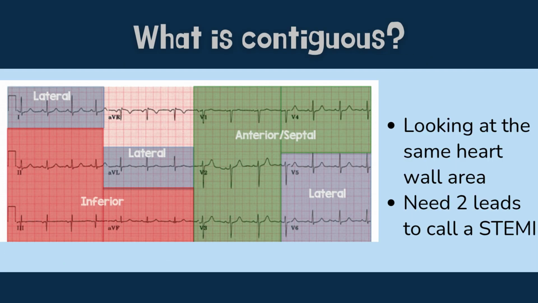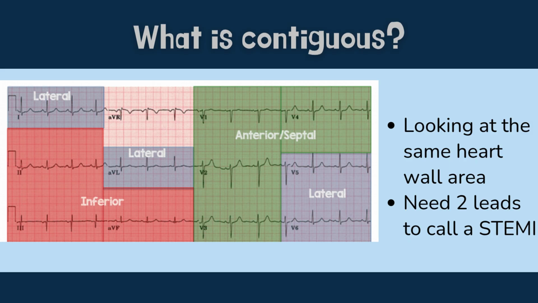What does contiguous actually mean? It means that it's looking at the same wall. For example, leads V2 through V4 look at the anterior wall, so they're contiguous. So we would need to see ST elevations of more than 1 millimeter in V2 and V3, or V3 and V4, or all of V2, V3, V4.